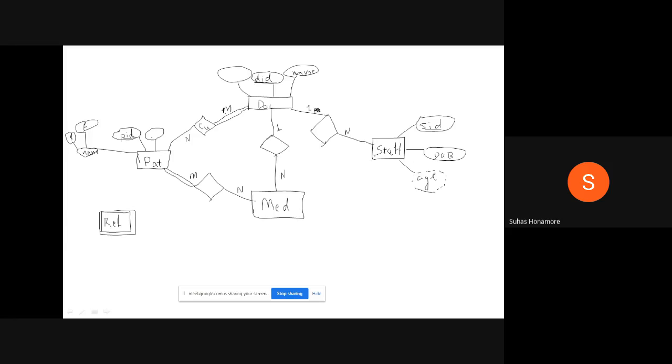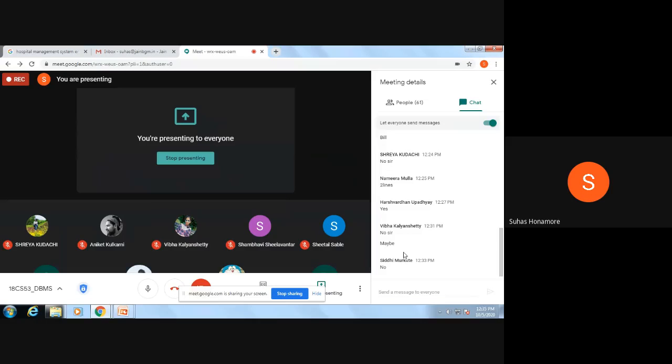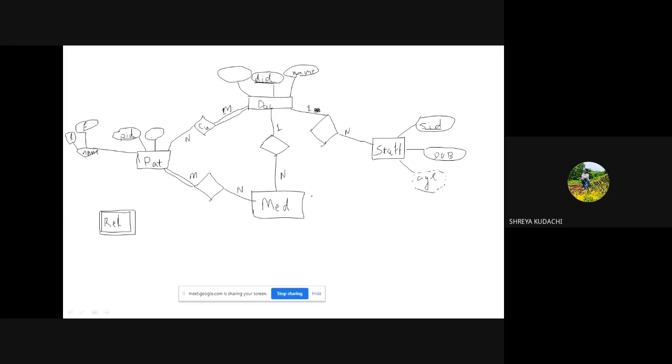Now, is there any relation between the staff and medicine? It depends again. If the doctor says to get those medicines, then only, or else there is no such relation. Sometimes there is a relation. Whatever problem statement you are making, depending on that, I don't want to make anything here. I will leave it. It's left to you. If you want to draw it, you can draw it. It is not mandatory.